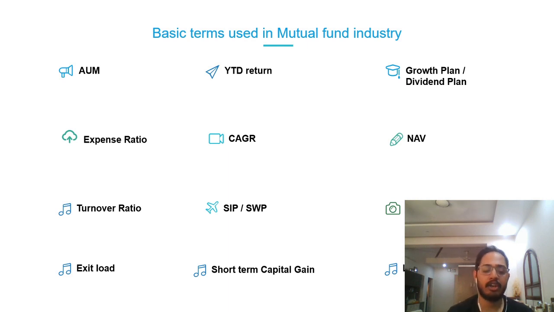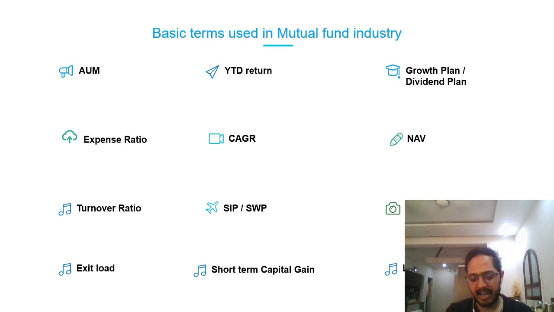Now what is a turnover ratio? This is always mentioned in the mutual fund fact sheet. Turnover ratio is nothing but how much portfolio churning is happening in the portfolio. Like what percent of shares have been sold over a period of 1 year is given by the turnover ratio.